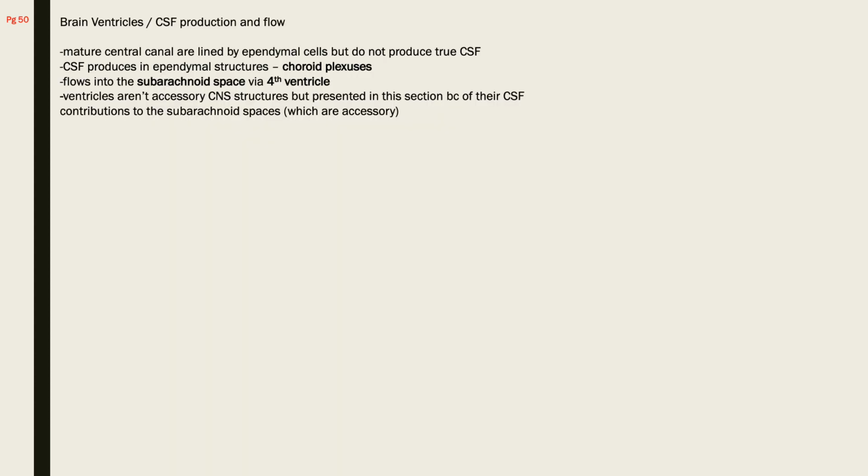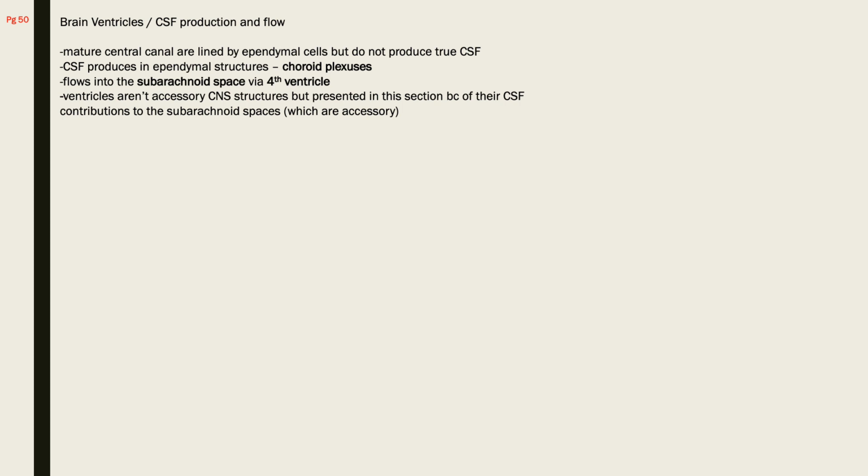And last section in Unit 3 is the brain ventricles and CSF production and flow. So we're almost there. Looking at page 50, a couple big points I want to make. Pretty much you want to know this whole page, but I want to emphasize letter C, the mature central canal of the spinal cord is lined by ependymal cells but does not produce true CSF. So the ependymal cells aren't producing anything here. So make sure you're aware of that.